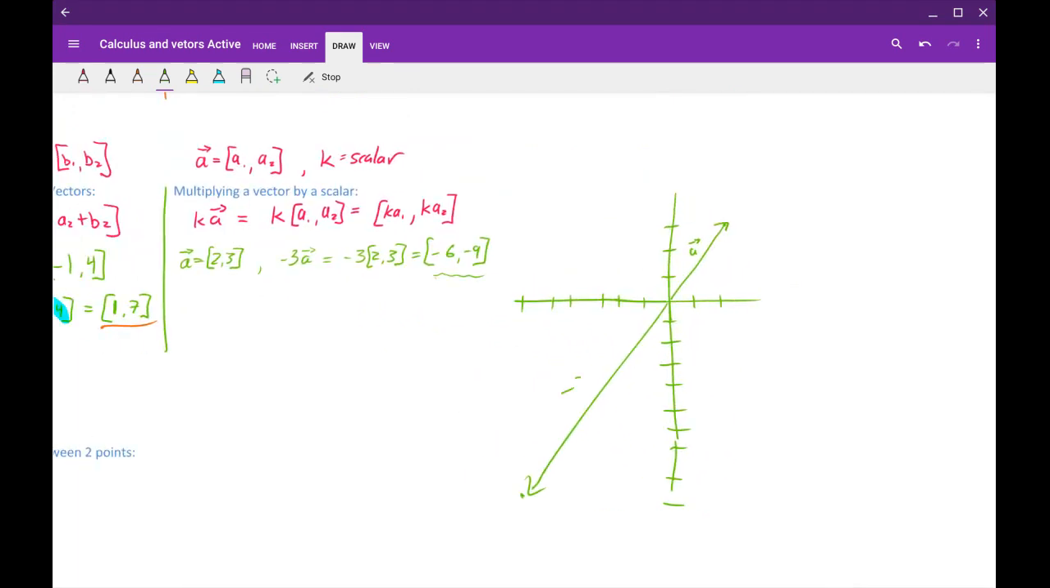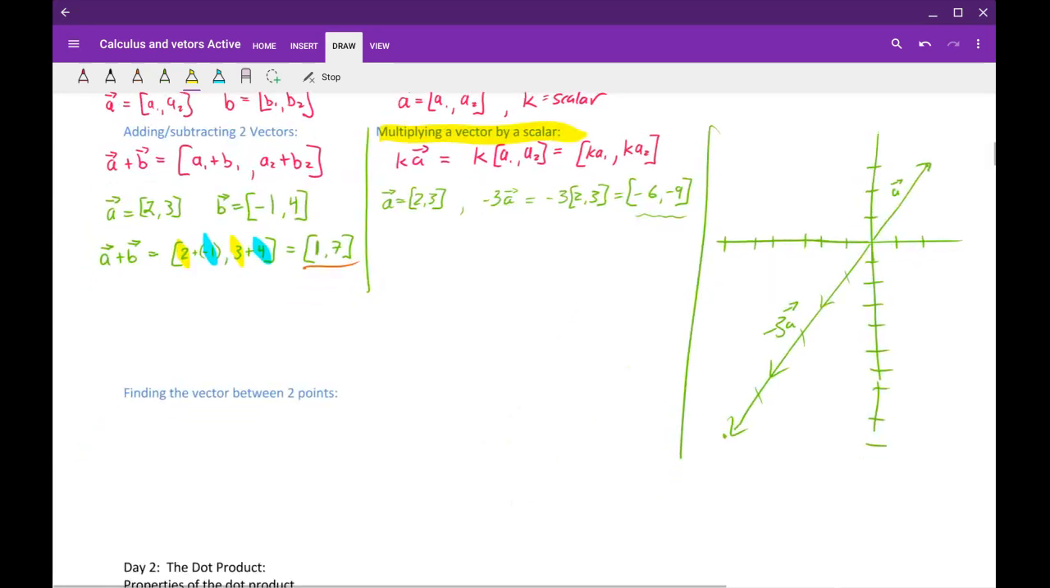And this is negative 3A. Look, that actually makes sense because it appears to be 3 times larger than A and in the opposite direction, which makes sense based on what we previously learned about multiplying vectors and scalars. Remember, all it does is change the direction of the vector if it's negative, and it could alter the magnitude as well. So we saw that there. Okay, that's great.